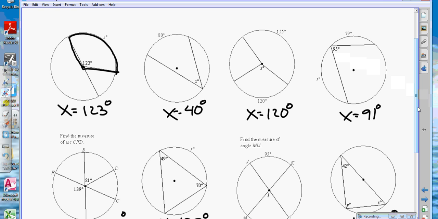All right, on to the next one. It's inscribed because look where X is. The angle is down here. It's not the center, and I am looking for an angle measure. Going back to my flowchart, I know that if it's inscribed and I'm looking for an angle, I divide the arc by 2. So I'm going to divide this by 2, and I got 40.